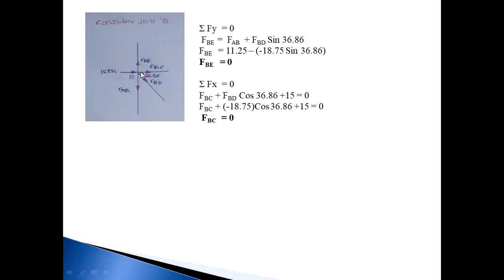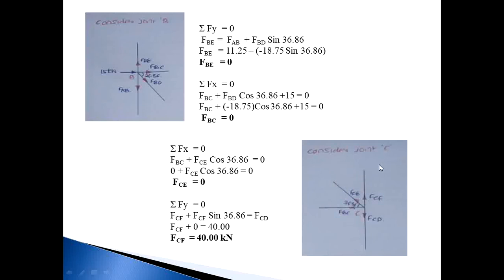Then summation Fx is equal to 0. So total number of forces in the horizontal direction is 1, 2 and the x component of this FBD. So FBC plus FBD cos 36.86 plus 15. We already know the FBD value. Put all the values in this equation, and FBC will be 0.